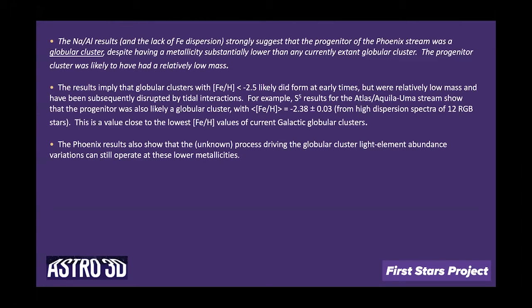The other point about the finished results shows that, in fact, whatever the unknown process is that drives the globular cluster light element abundance variations, it can still operate at low metallicities.